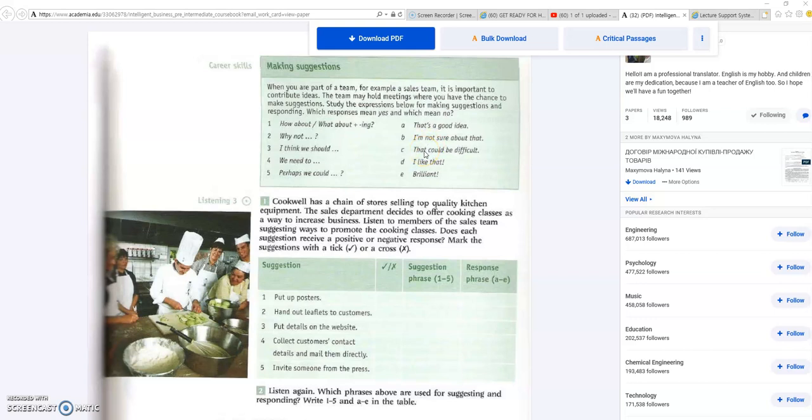And then speaker three, you're right. That could be difficult. Aha! That could be difficult. Another negative response. I think we should just have posters and leaflets. Speaker number one.